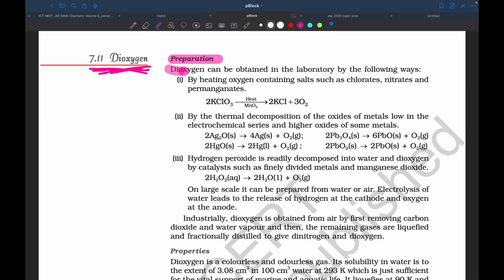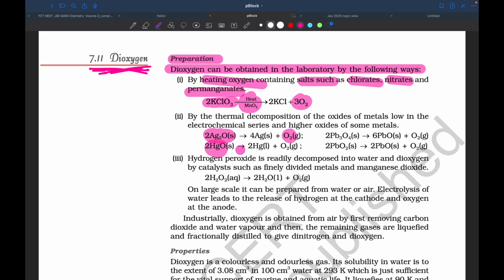Preparation of oxygen. Dioxygen can be obtained in the laboratory in the following ways. By heating oxygen-containing salts such as chlorates, nitrates and permanganates, we get oxygen. KClO3, when heated, releases oxygen. Silver oxide, when heated, gives you oxygen.